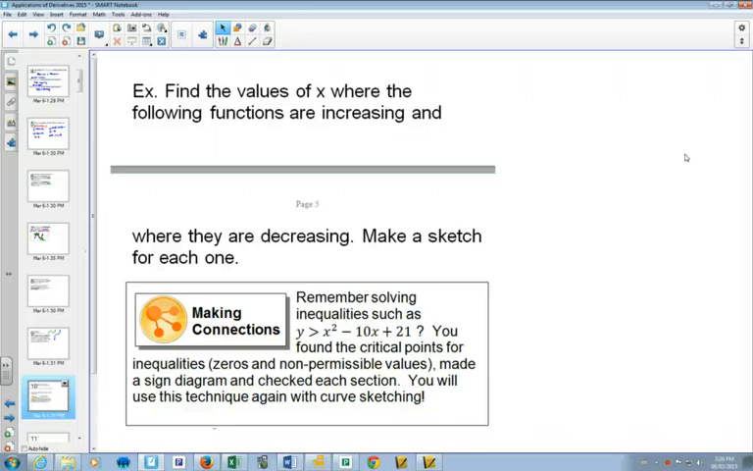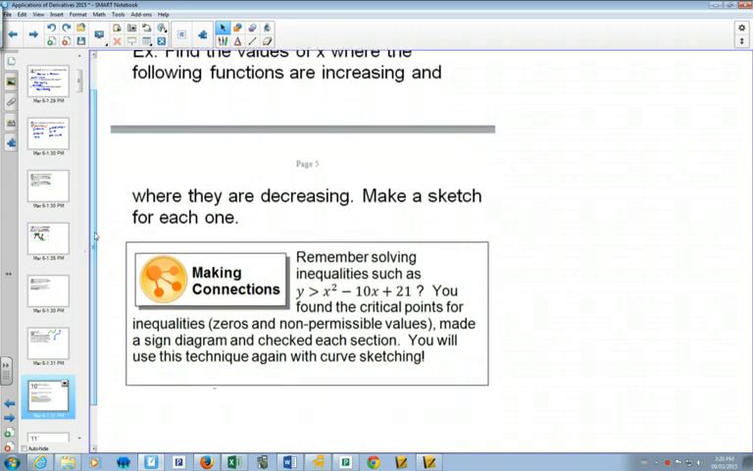Okay, so we have a number of graphs here. We're going to find out where they're increasing and where they're decreasing, and we're going to make a sketch of each one. And what we do for critical points is a lot like we did when we solved inequalities.